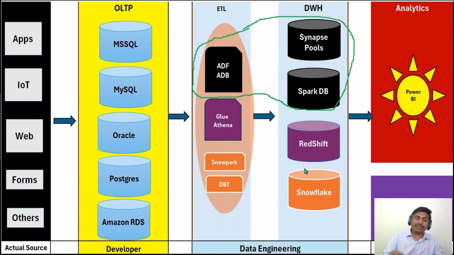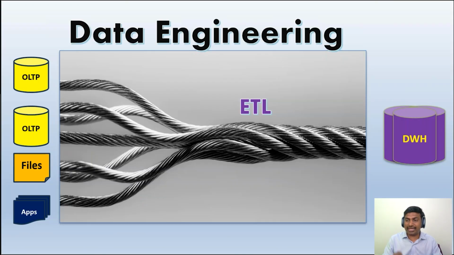Different companies came with different ETL products. ETL means extract, transform, load. ETL products read data from various sources like live OLTP, online transaction processing databases, files, apps, websites, etc. They read the data and load it to the warehouse. Different companies came with different ETL tools and techniques.